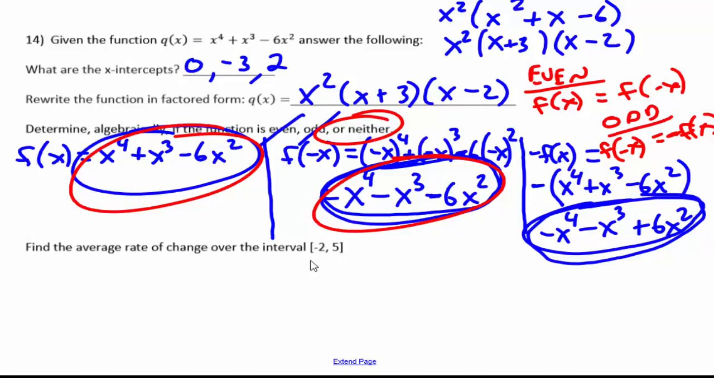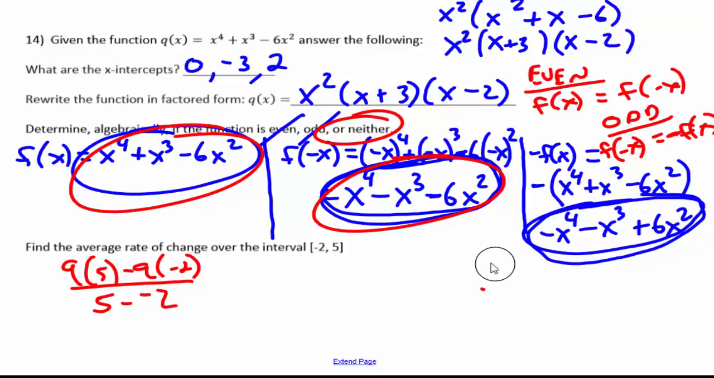Find the average rate of change over the interval negative 2 to 5. All right, so it's q. Oh, should have said f instead. I should have said q. So it's q of 5 minus q of negative 2 over 5 minus negative 2. Remember, it's f of b minus f of a over b minus a. All right, so we got to do q of 5.